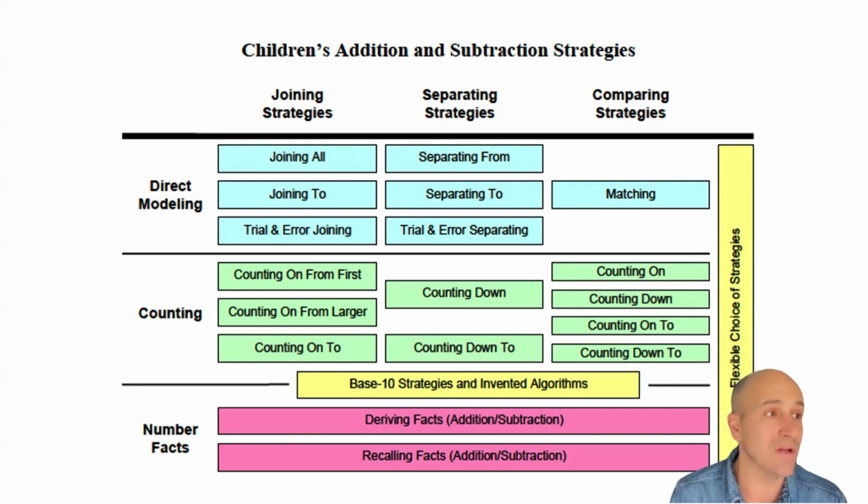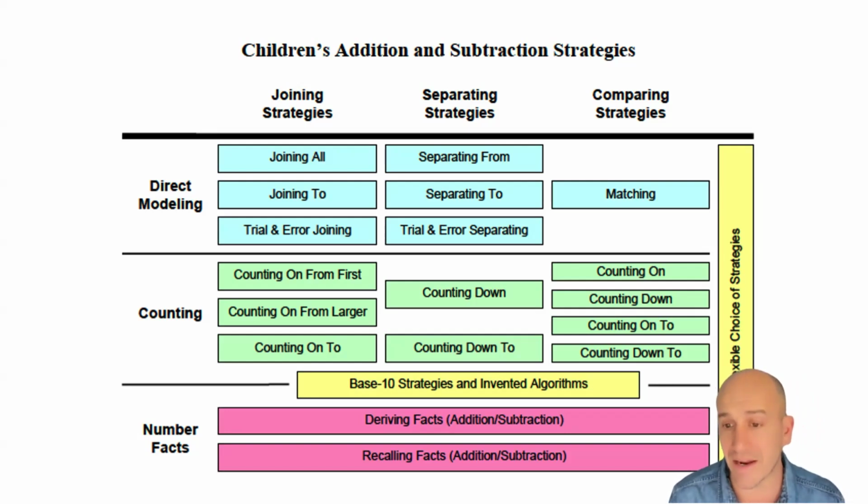So for example, one student might understand that if they're joining two quantities, they can separate those quantities into tens and ones and add the tens and then add the ones and then add everything together, and it'll always give them the appropriate total, right? No matter how many add-ins, right? So that's one example of an invented algorithm that's based on base 10.